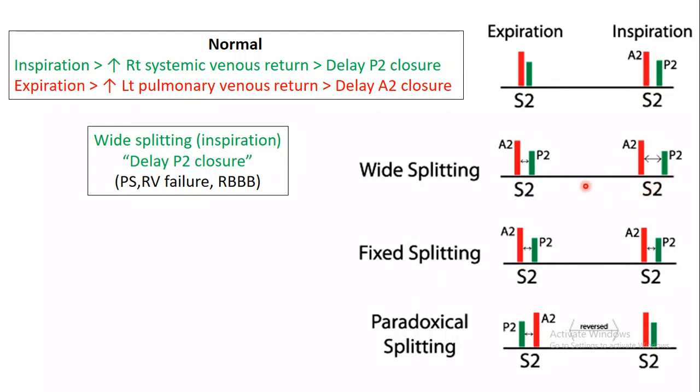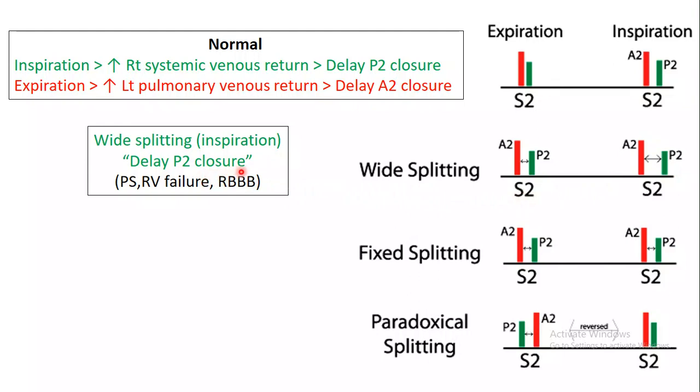As we said, during inspiration there is a little bit of delay of P2, but hardly appreciated. It becomes very clear when putting the stethoscope over the pulmonary area and asking the patient to take inspiration: we hear a wide gap between the second heart sound components, aortic and pulmonary. This is called wide splitting. Wide splitting is caused by delayed pulmonary valve closure.